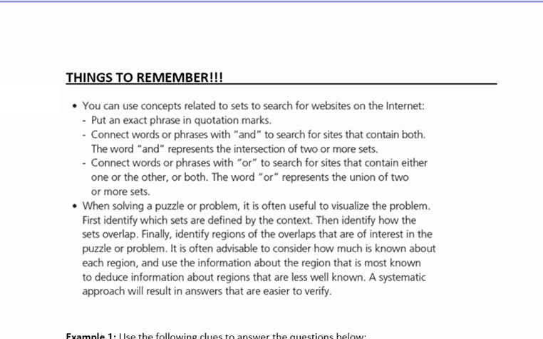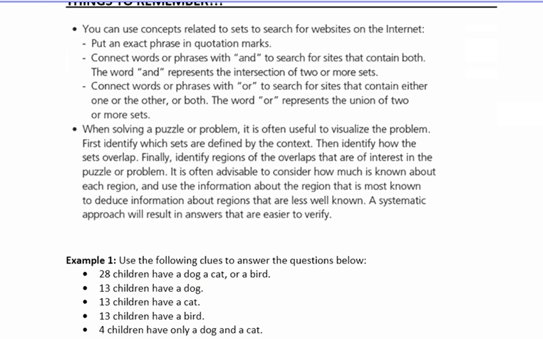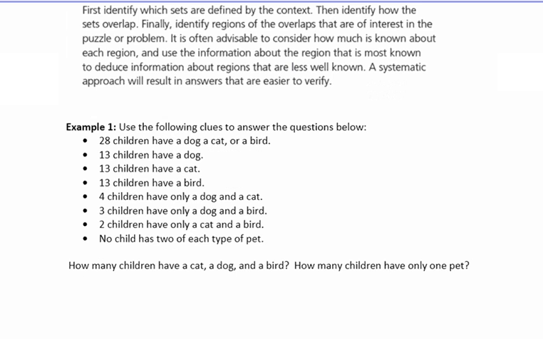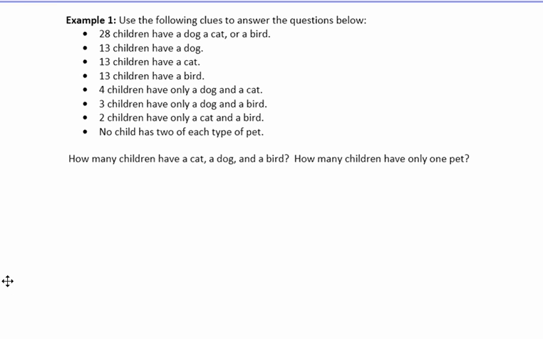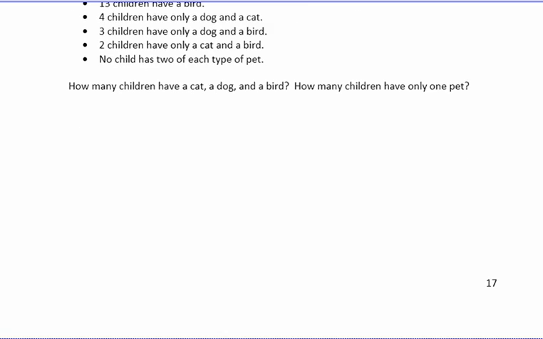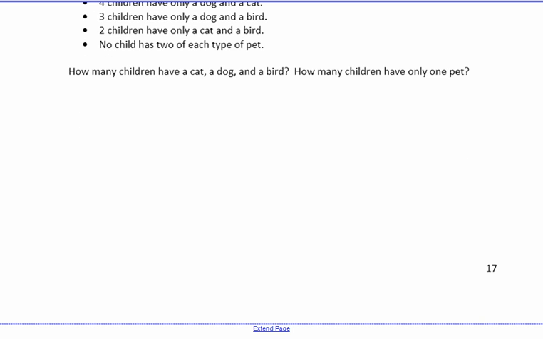Turn the page. Okay, let's skip this part and go down to the example. Use the following clues to answer the questions below. 20 children have a dog, a cat, or a bird. So let's draw our big set down below. So our three situations.